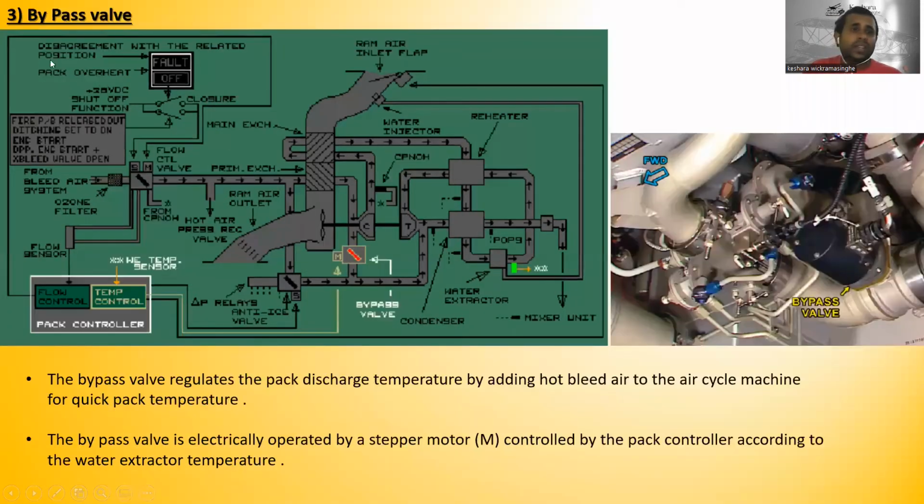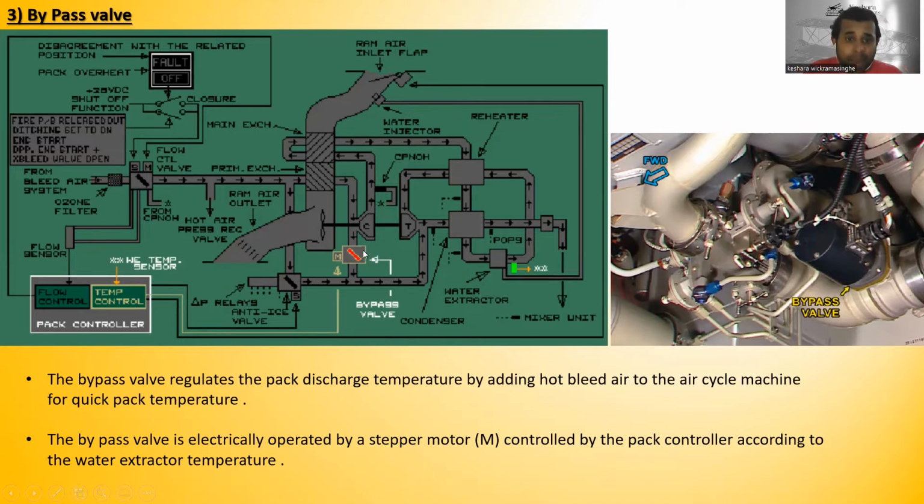All right, so now the third one is the bypass valve. The bypass valve regulates the pack discharge temperature by adding hot bleed air to the air cycle machine for quick pack temperature. So this is the bypass valve. It regulates the pack discharge temperature by adding hot bleed air to the air cycle machine for quick pack temperature.